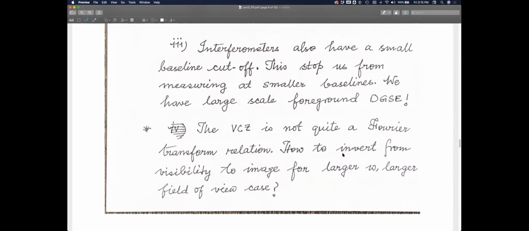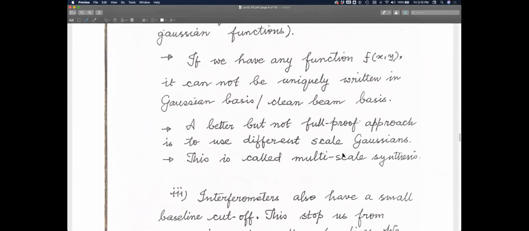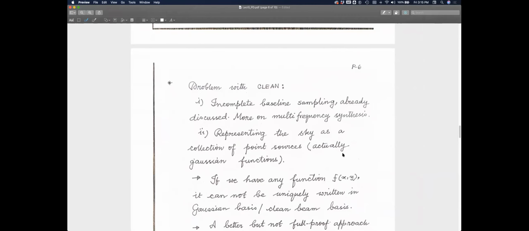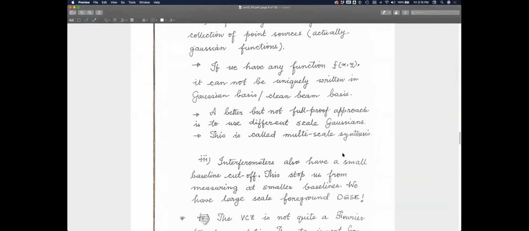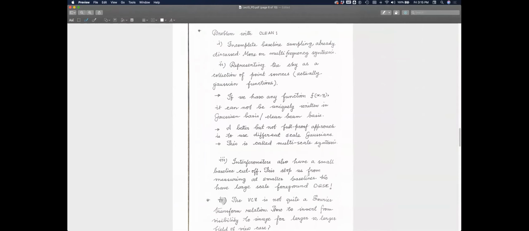And then the van Cittert-Zernike theorem is not quite a Fourier transform relation. So how to invert from the visibility to the image for large values of this w term and large field of view, that is also a problem, right? So these are the problems of the CLEAN algorithm. Some are of any deconvolution algorithm and some are particularly of CLEAN. So if you have any question at this point, please let me know. And after that, I will proceed.